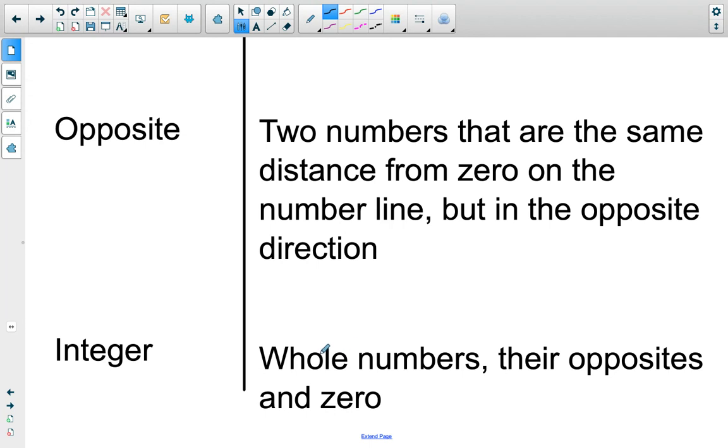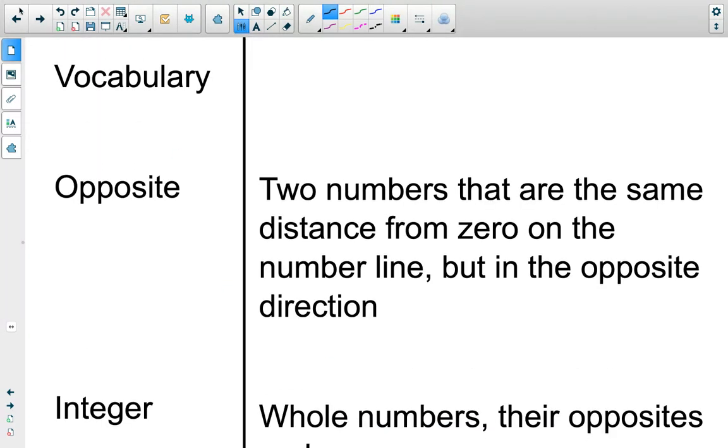Integer. We've talked about this already, but let's get a definition down. Integers are whole numbers. Those are 0, 1, 2, 3, 4, 5, etc. Their opposites: -1, -2, -3, -4, -5, and 0. 0 is really included in those whole numbers.